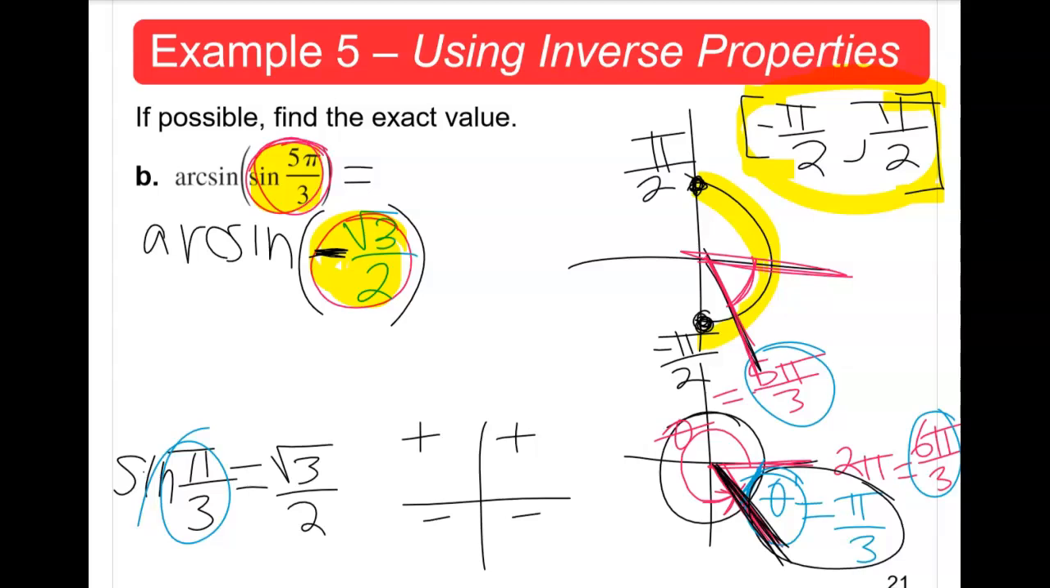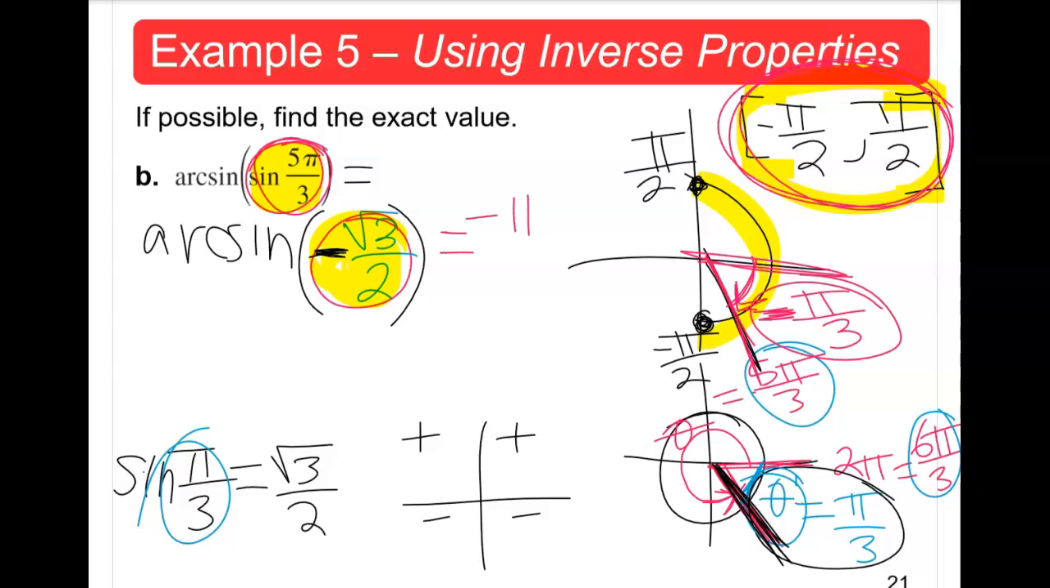And that angle is actually negative pi over 3 if we go in this negative direction. Why do I need to give my answer like that, negative pi over 3? Because our answer for arcsine or sine inverse must be in this interval here. So the answer to this question will be negative pi over 3.